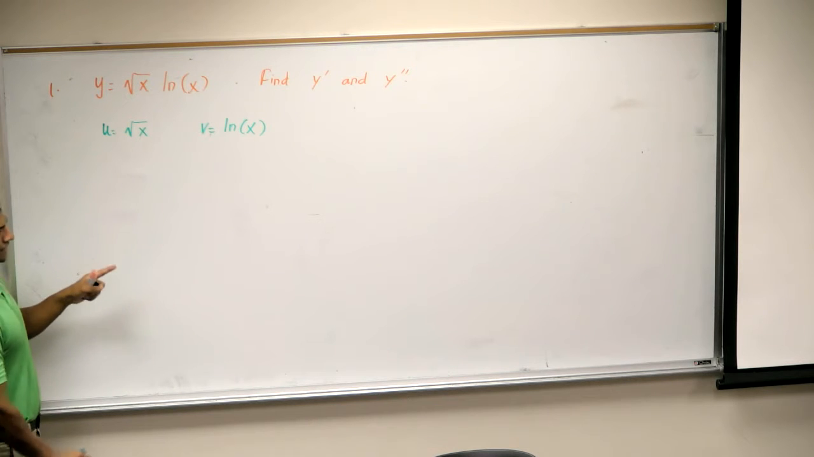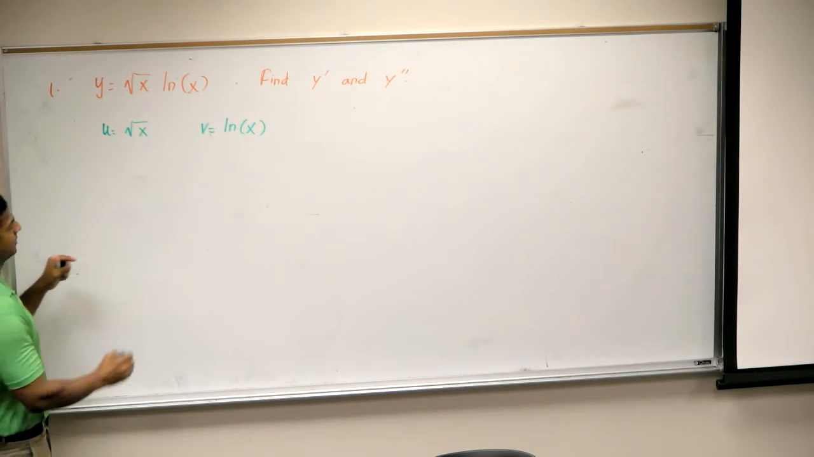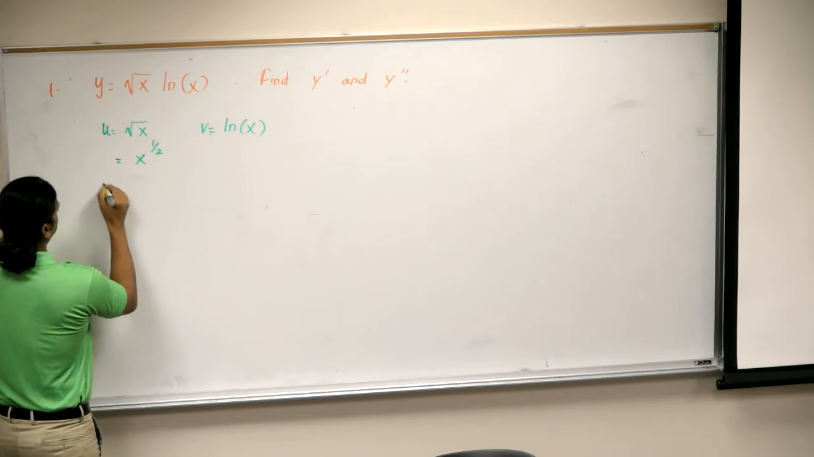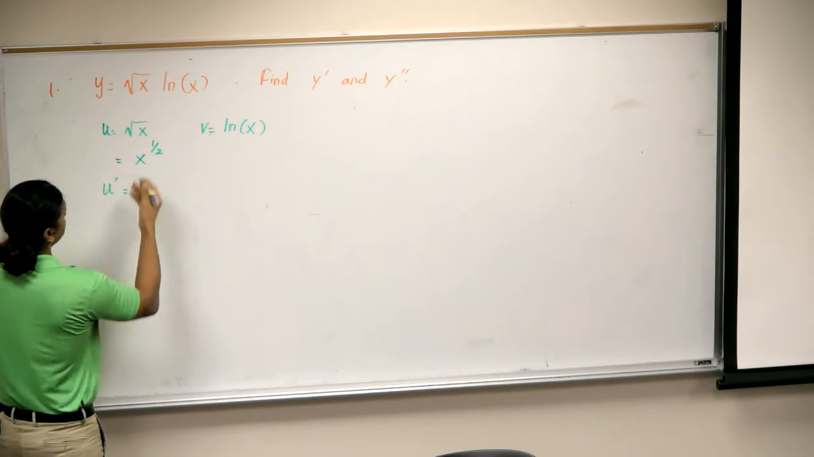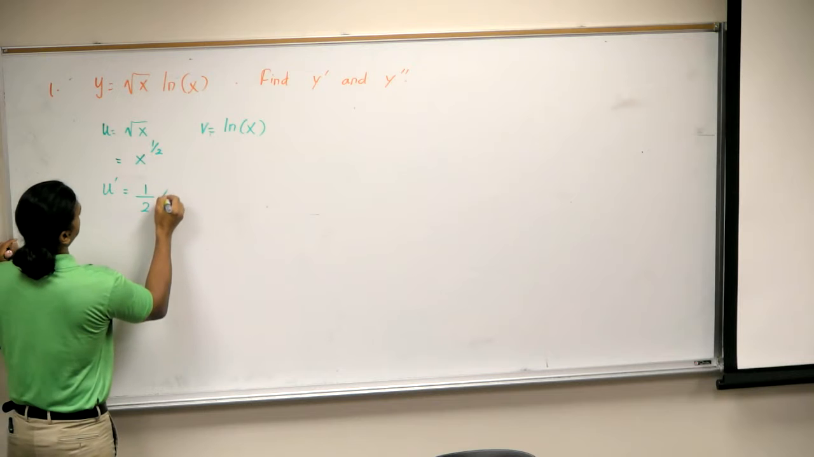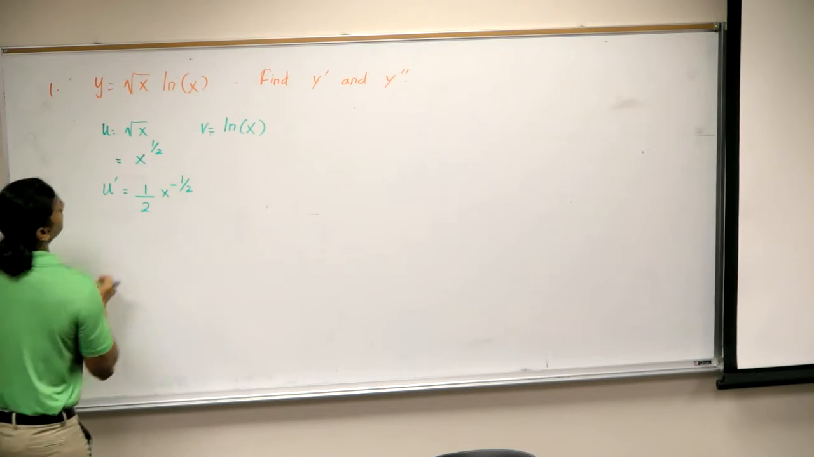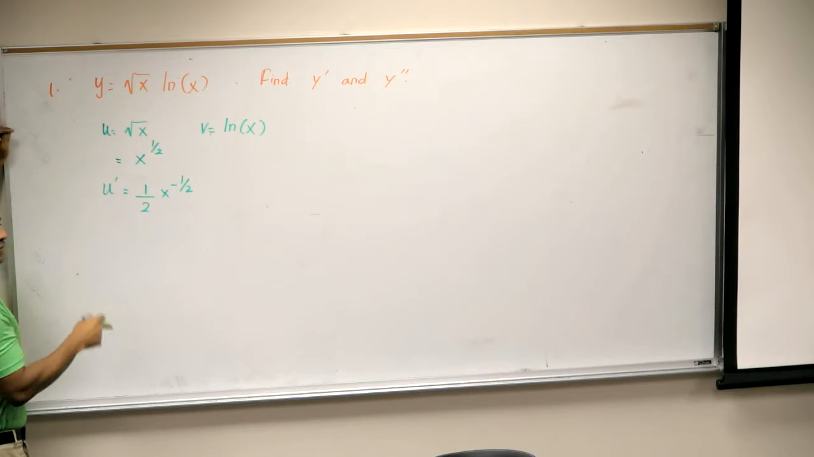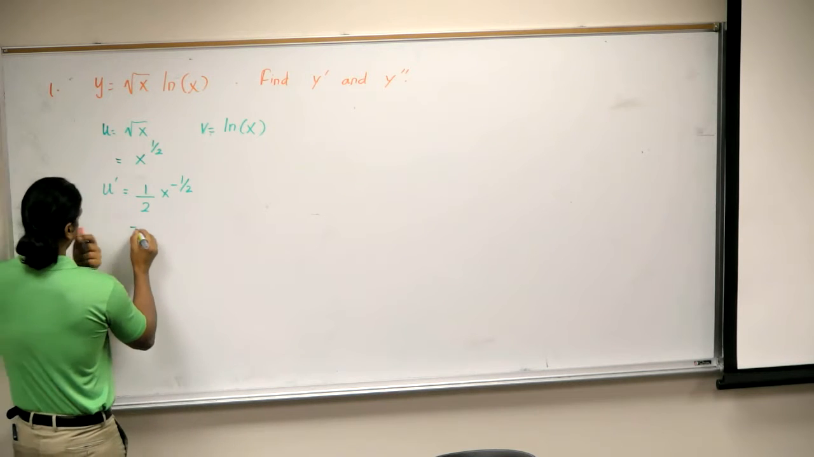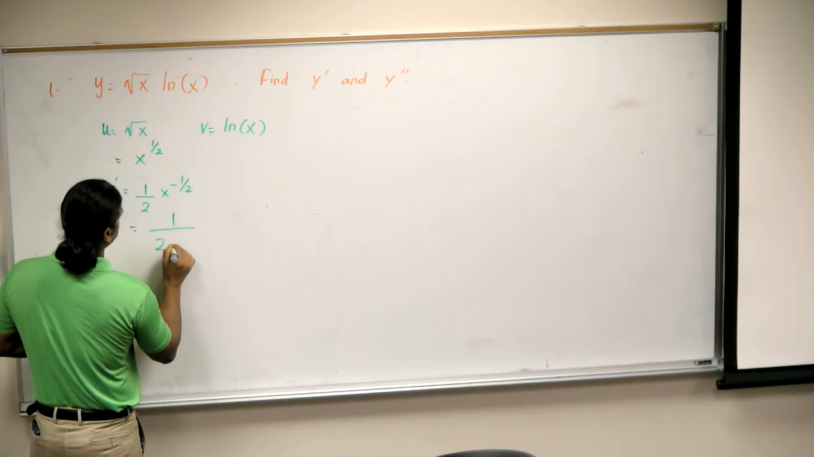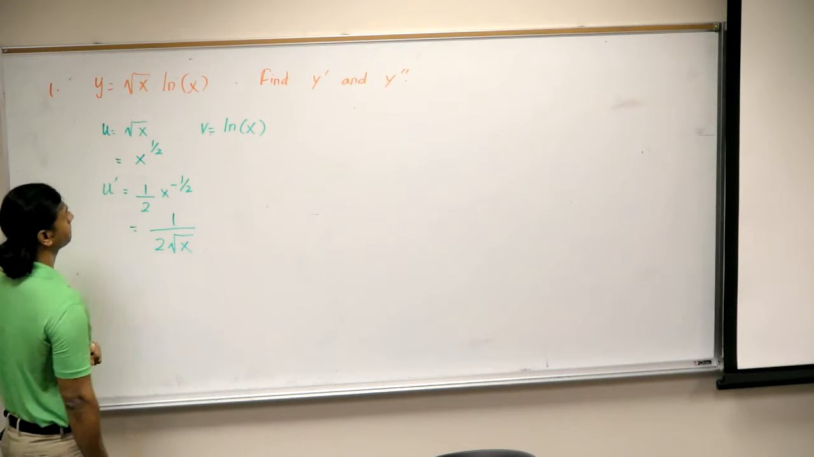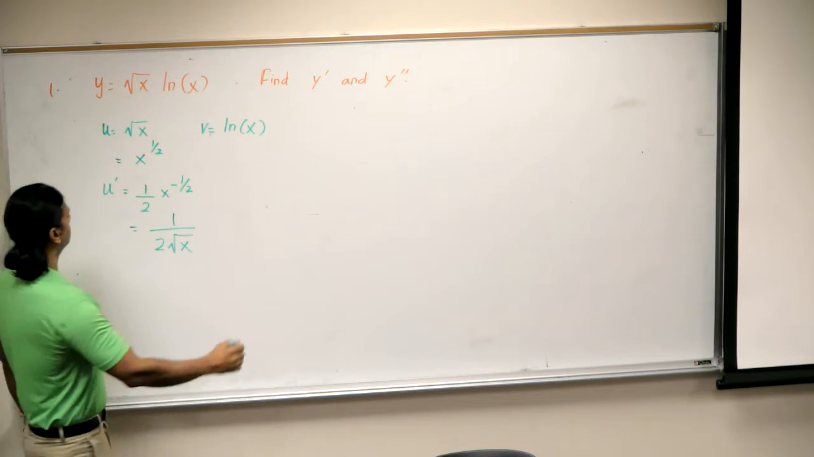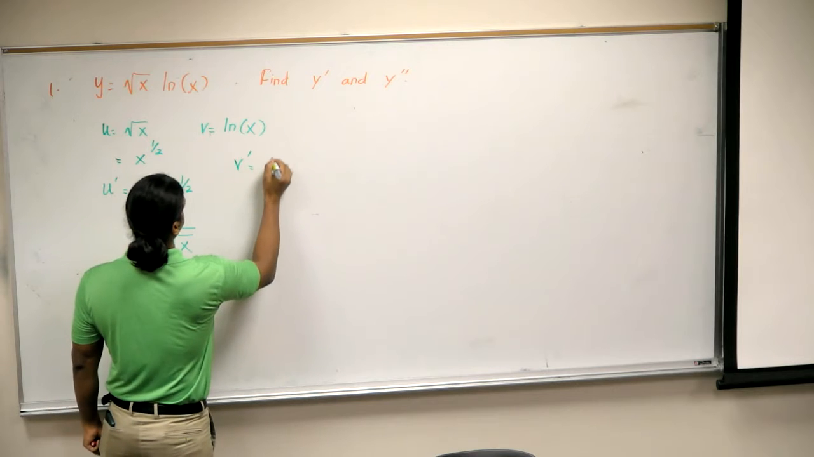It's 1/2 square root of x. That is the answer. Good job, Peter. So 1/2 x raised to minus 1/2. By now you should know what the derivative of square root of x is. It is simply 1/2 square root of x. What is the derivative of ln of x? 1/x.